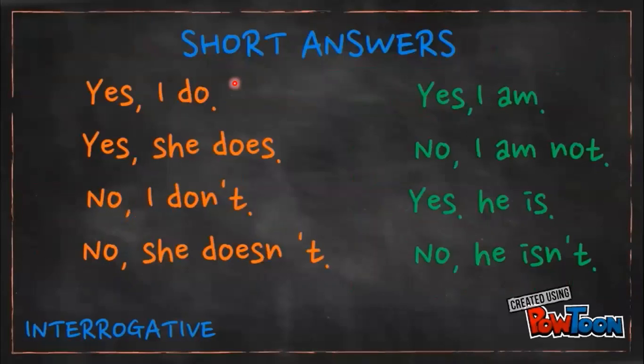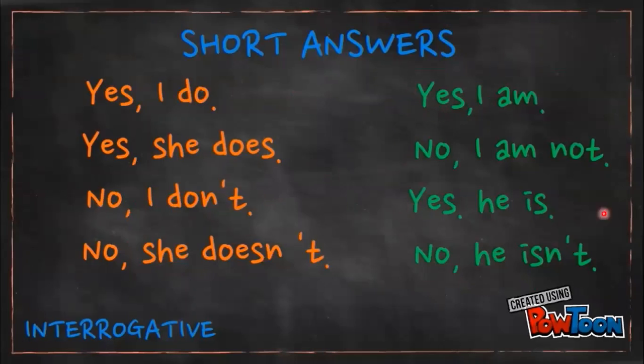Well, here I want to remind you how to answer those questions with short answers. So, do you play? Yes, I do. Does she play? Yes, she does, etc. And the same for he, she, it. Doesn't, if it's he, she, or it. Does he play soccer? Yes, he does. Does she play soccer? No, she doesn't. Remember, this is orange and it's on the left. So here we are talking about present simple.